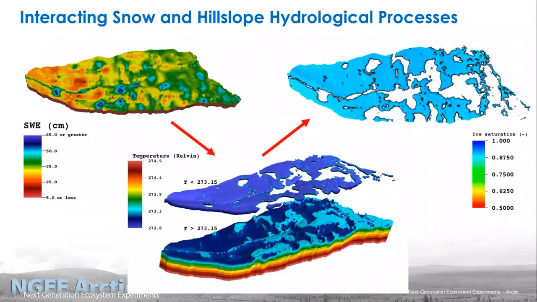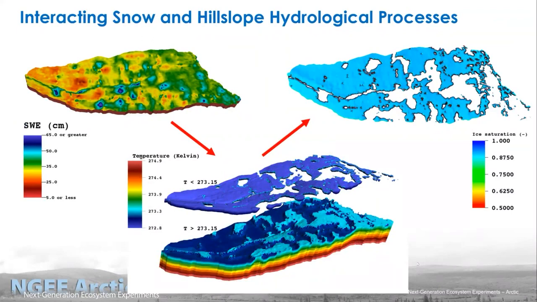Just a short vignette here to demonstrate that although we categorize these topics into hill slope processes, inundation, snow, there are multiple interactions. And in the end, we're interested in exploring how all of these improvements, individual improvements in the models, work together to arrive at overall process prediction improvements.